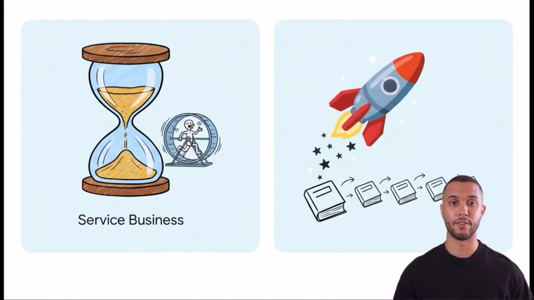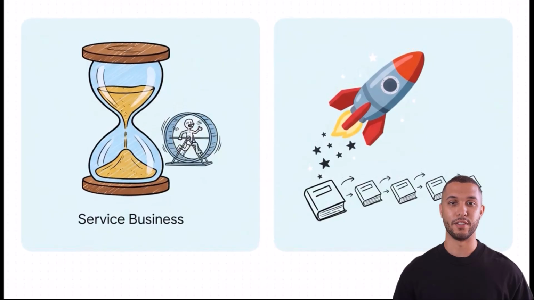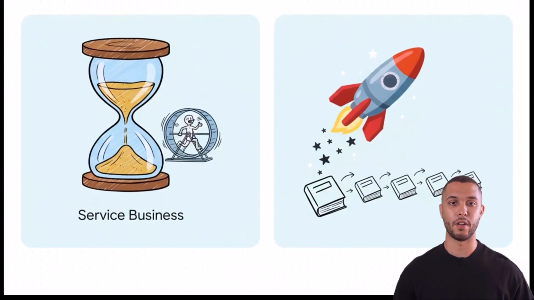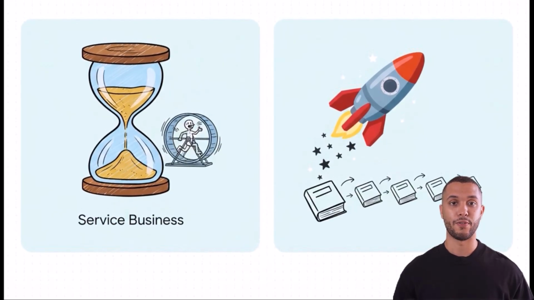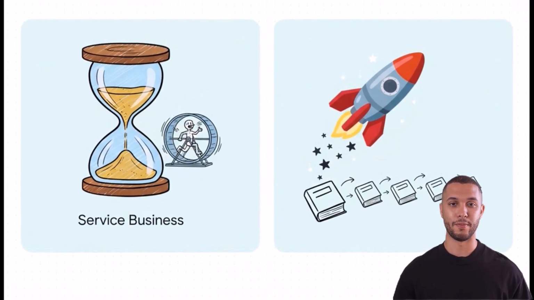This really lays it all out, doesn't it? A traditional service business can feel like you're on a hamster wheel, just running and running to keep up. But a digital product business, that's more like a rocket ship. It's built for scale from day one with super low startup costs and the potential for real automated income.